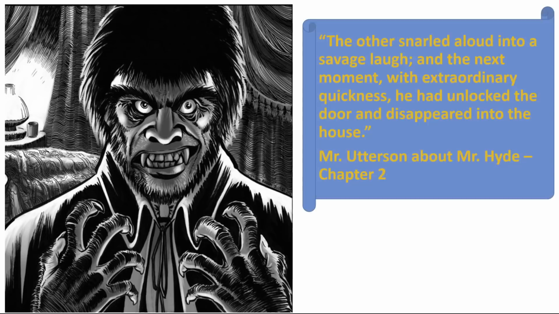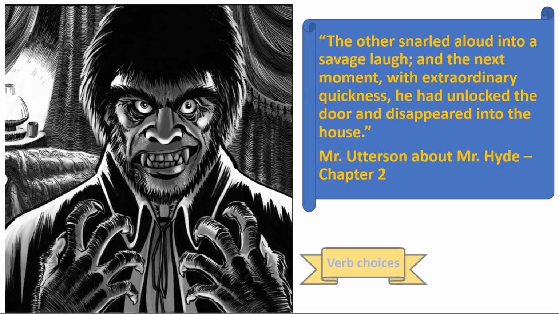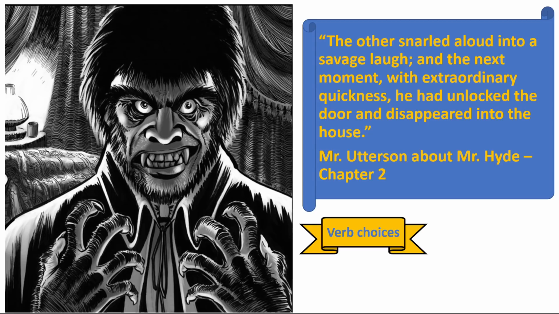Okay, fourthly then, the other snarled aloud into a savage laugh, and the next moment, with extraordinary quickness, he had unlocked the door and disappeared into the house. Mr. Utterson about Mr. Hyde. That's chapter 2, so still quite early on. Again here, I think one or two verb choices you could go after.